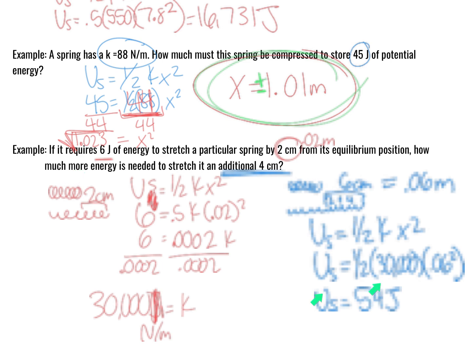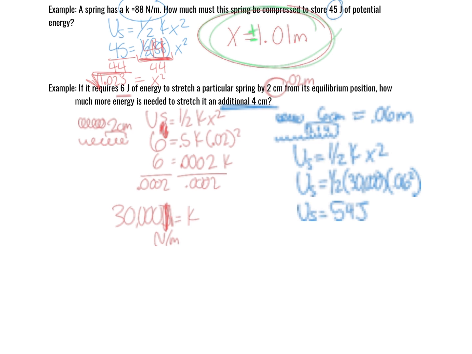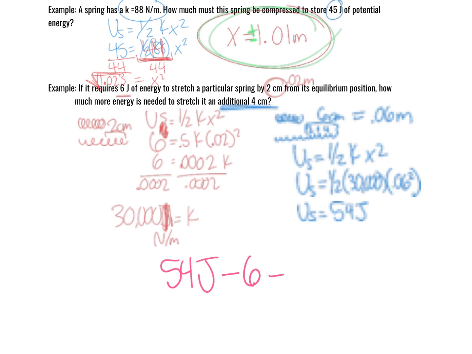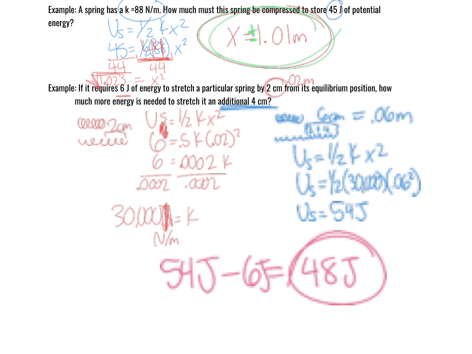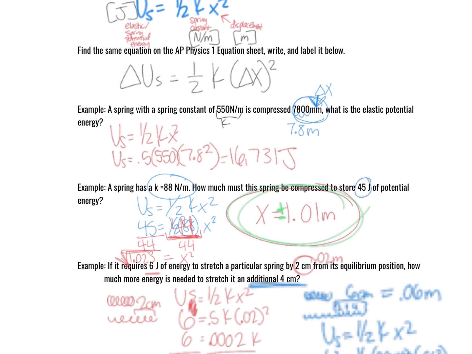So in the very end, you've done a whole lot. You've worked a long problem. You got to finish it out. If it took 54 to do it the second time, but it really took 6 to do it the first time, you got to subtract them to get 48 joules would be the difference, or how much extra energy you needed to solve that.